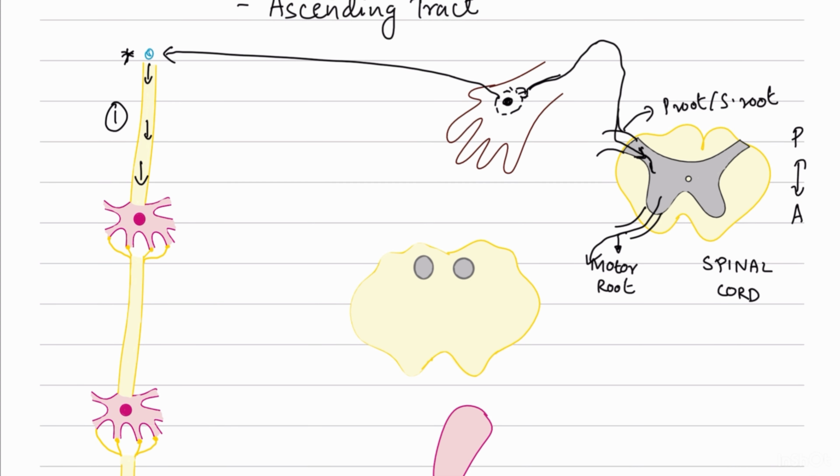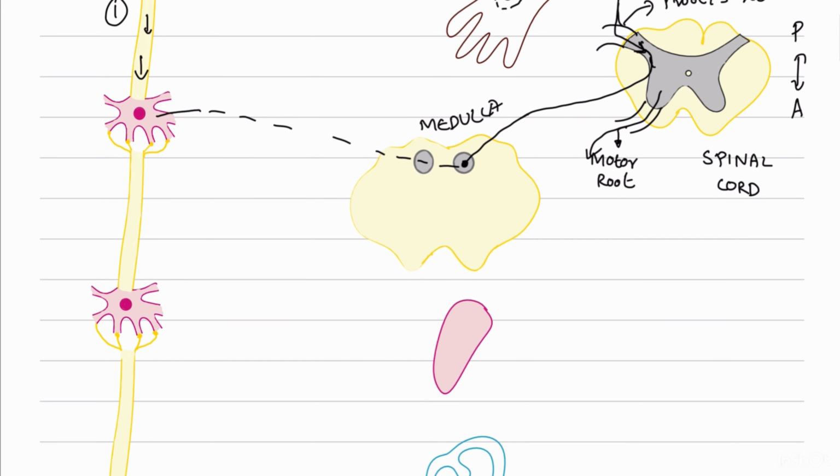These fibers enter the spinal cord, then ascend upwards and reach the medulla. This is just an introduction; I'll go into further details in this video itself. The nucleus of these neurons is present in the medulla. Here we have our axons, and at the medulla, we have the nucleus of our first neuron. At the level of the medulla, they synapse and the second neuron starts. This second neuron continues to ascend and reaches the level of the thalamus.